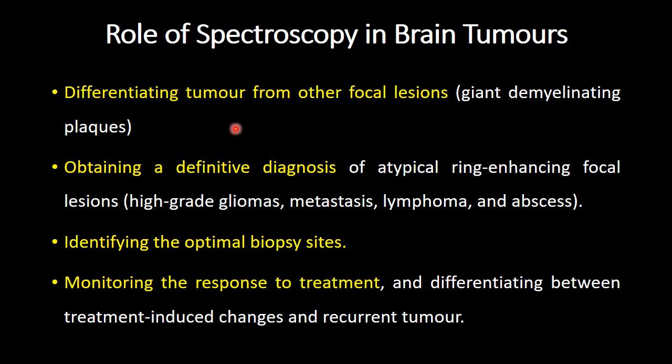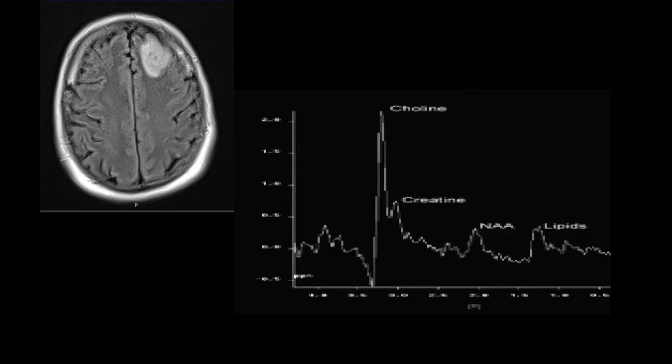For differentiating tumor from other focal lesions like tumefactive demyelinating plaques, obtaining a definitive diagnosis of atypical ring enhancing lesions, for seeing the optimal biopsy sites, and for monitoring the response to treatment. This was a case of low-grade glioma in the left frontal lobe, which on spectroscopy showed a markedly elevated choline peak.